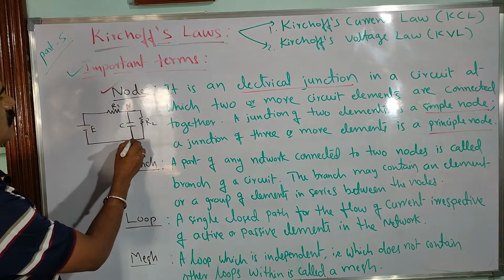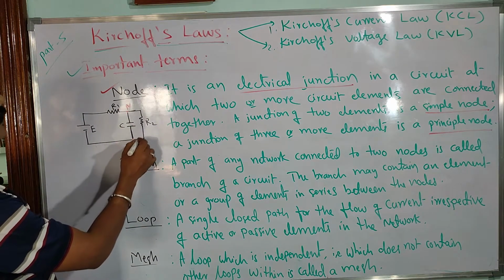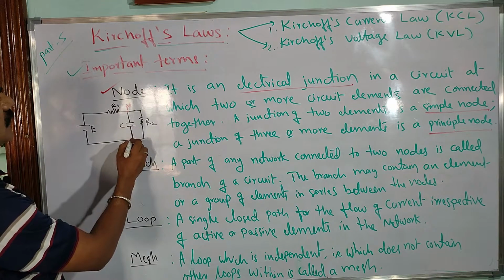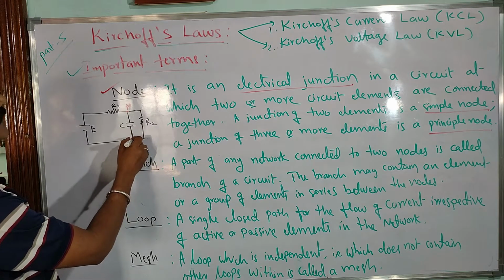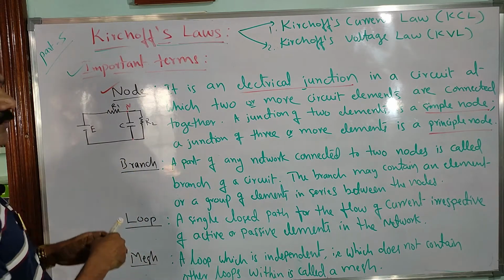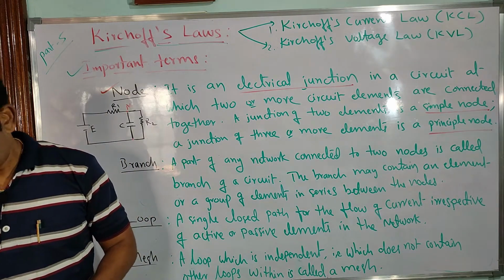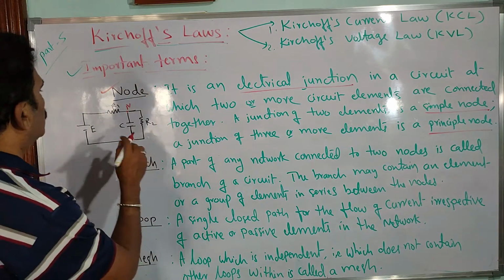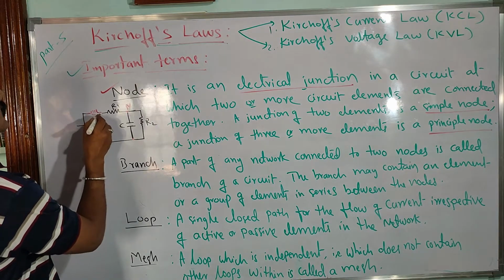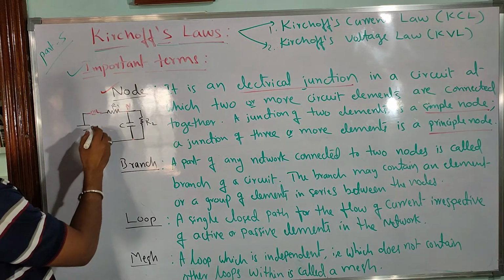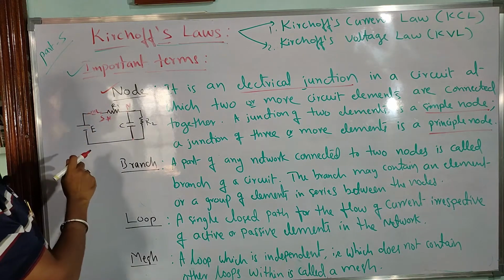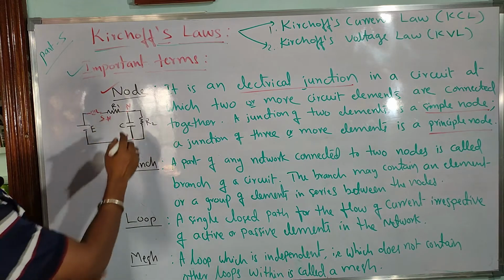Similarly, what about this point? Here the circuit terminal, the capacitor terminal and the resistor terminal are connected. So this also acts as a principal node. A simple node means only two elements are connected. For example, suppose here one more resistor is there. So what is this point? This is called a simple node because only two components are connected at this junction.